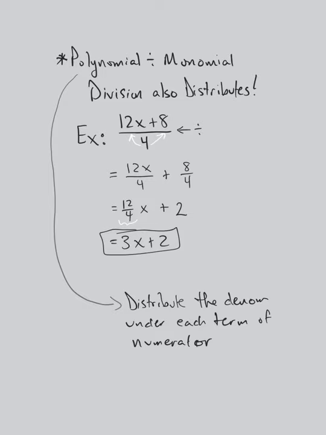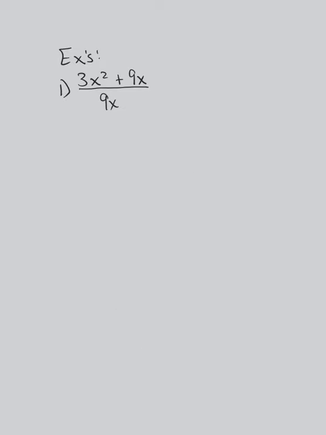Let's look at some examples. Okay, this first example is pretty basic, but it'll also point out a very common mistake that we have. But anyway, notice that we have a polynomial, and it's divided by this monomial, 9x. And so what that means is I can distribute that denominator into each term of the numerator. Okay, and so I can think about this as being 3x squared over 9x plus 9x over 9x.